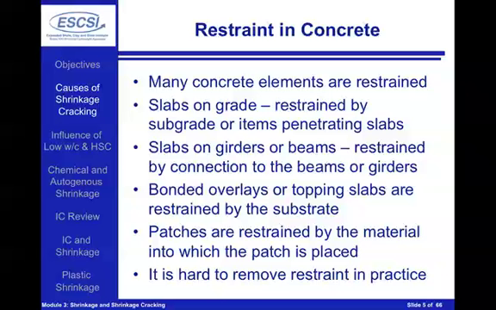Now, many concrete elements are restrained. This could include slabs on grade that would be restrained by the subgrade, or items that penetrate the slab like columns or walls that come through the slab. Slabs on girders or beams are going to be restrained by their connection to the beams and girders, and in many cases, to make the structure more efficient, we try to tie the slab to the girder to get composite action. Things like bonded overlays or topping slabs are going to be restrained by the substrate.